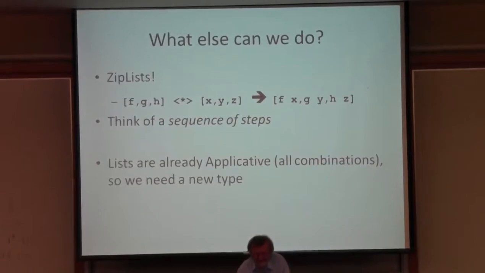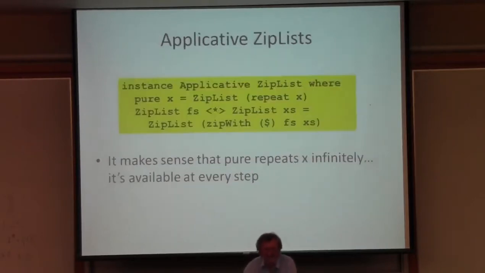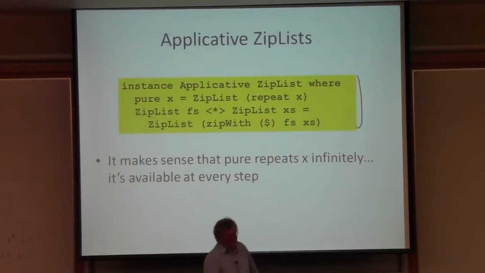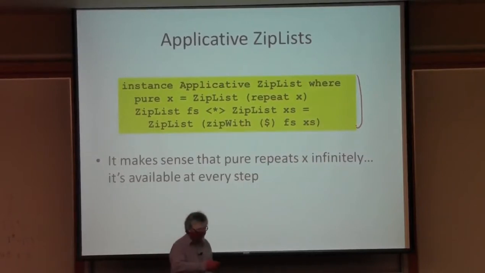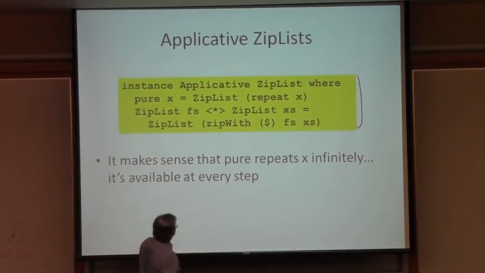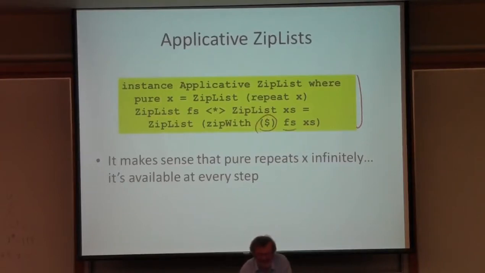So this is a sensible way to define application on lists, but actually lists are already an applicative functor, and they have a different application that comes from the list monad. So we need a new type. And we can define a new type of ZipLists and define the applicative instance this way. So it turns out that the right way to make a pure value is just to repeat it at all steps, so you get an infinite list there. And then when you apply one zip list to another, you just zip with the application operator to apply every f to the corresponding x.